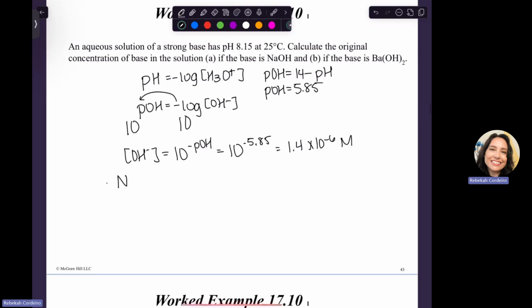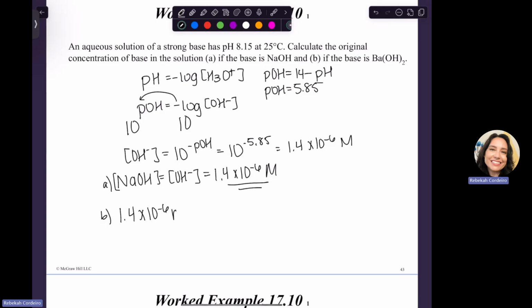Now, for NaOH, that's a 1-to-1 mole ratio. So concentration of NaOH will equal concentration of hydroxide, which would be equal to 1.4 times 10 to the negative 6. That's my answer there. For part B, it's a 1-to-2 ratio. So let's look at 1.4 times 10 to the negative 6 mole of hydroxide per liter, because that's what molarity is, right? We have 2 moles of hydroxide in every 1 mole of barium hydroxide, because there are 2 OHs.